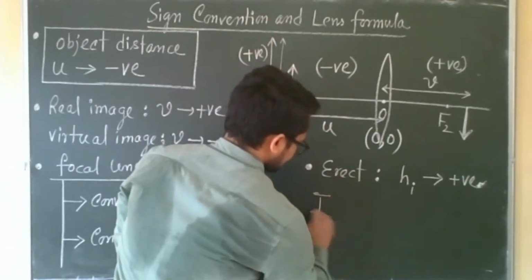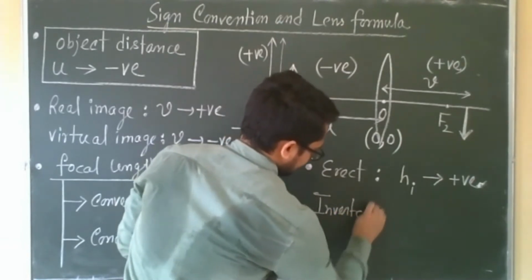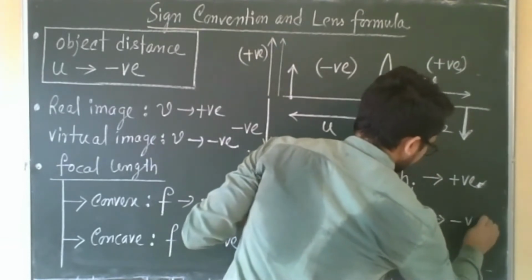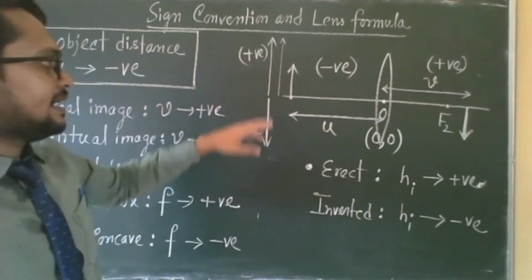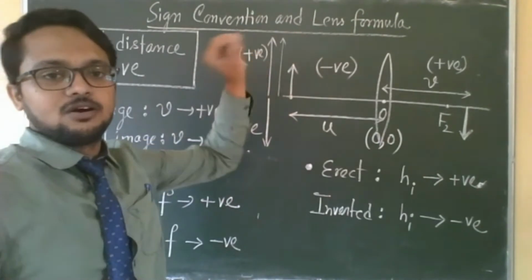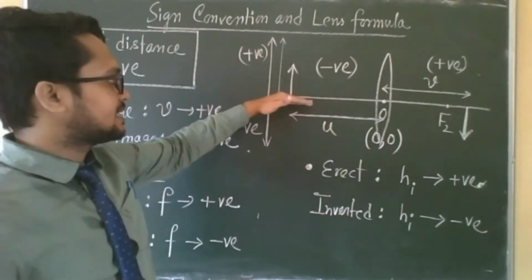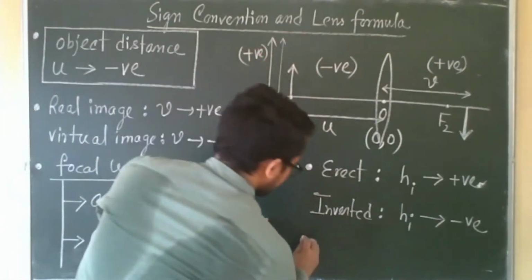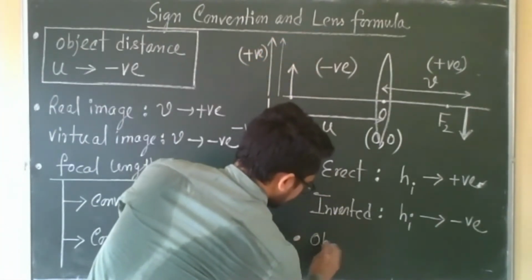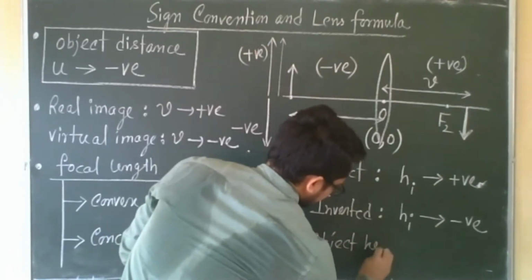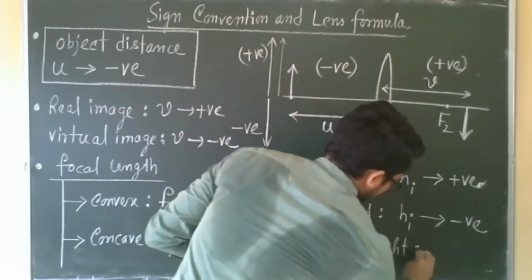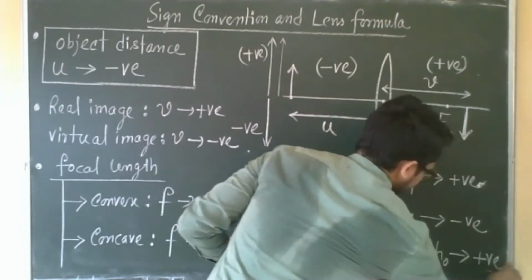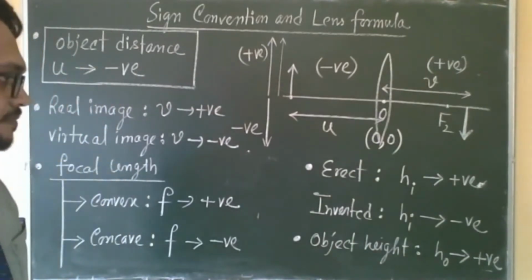And inverted image means height of image will be negative. Okay, and height of object will take always positive. In all the ray diagrams you have seen, the object is taken to the upside of the principal axis. So object height is always positive. Object height, if we take HO, this is always positive. Okay, this is always positive.